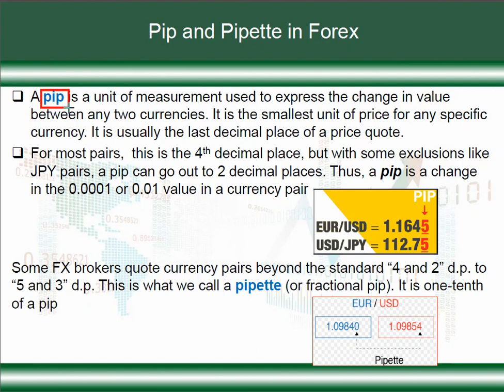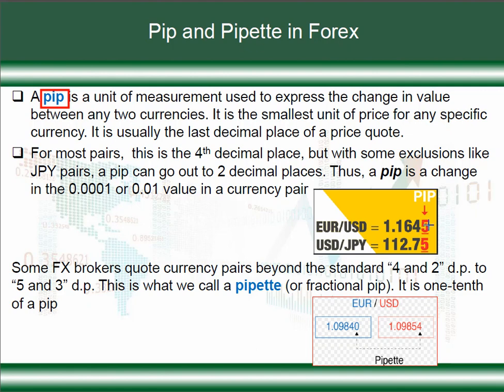Okay? Now, if you look at Euro USD, if Euro USD is quoted as 1.1645, and again, I'm reminding you, this means for every 1 euro, you will need 1.1645 USDs. Okay? Now, you look at the fourth digit. That's where the pip is. Now, the fourth digit is 5. If it moves from 5 to 6, we say it has moved by 1 pip. Even if it moves from 5 to 3, it has still moved. So it's 5 minus 3, which is 2 pips.